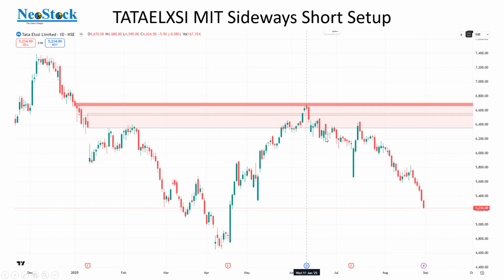Within how many trading sessions? Here we got the trade on 11th. After that, 1, 2, 3, 4, 5, 6, 7, 8, 9, 10, 11, 12, 13, 14, 15. In 15 trading sessions, you would have got 700 rupees profit from this stock. It could have been a very good profit.